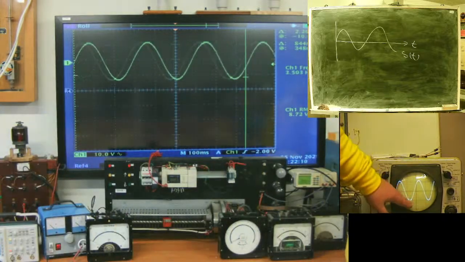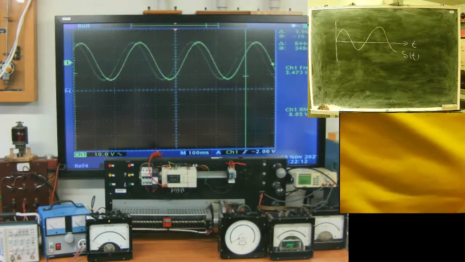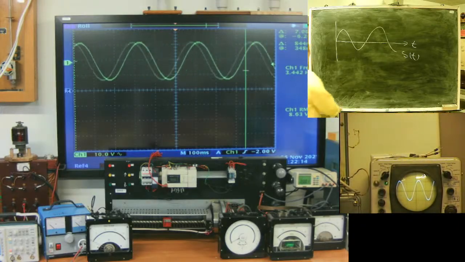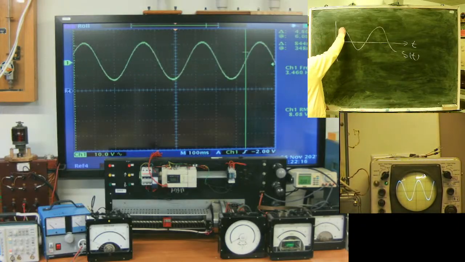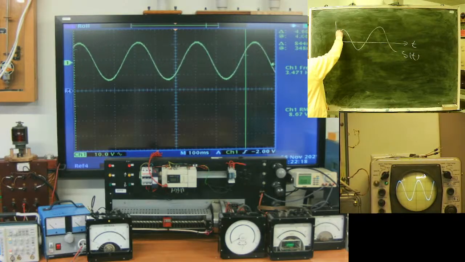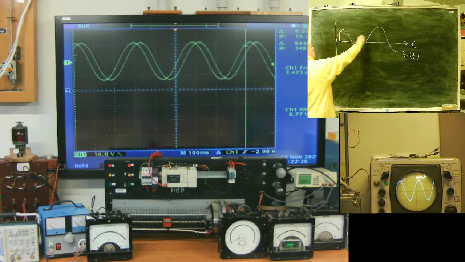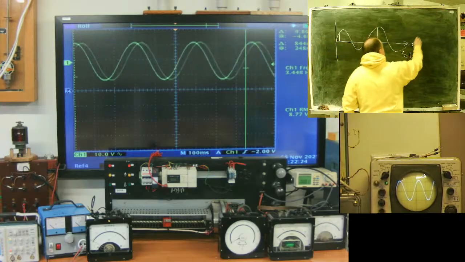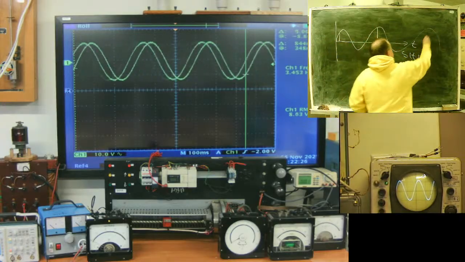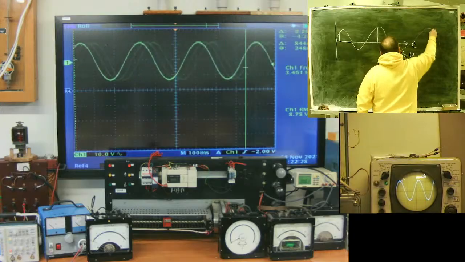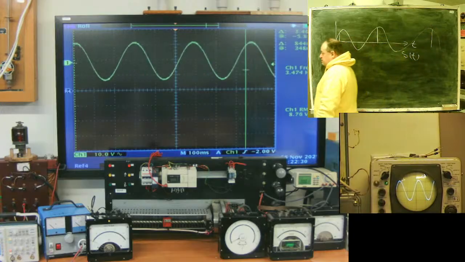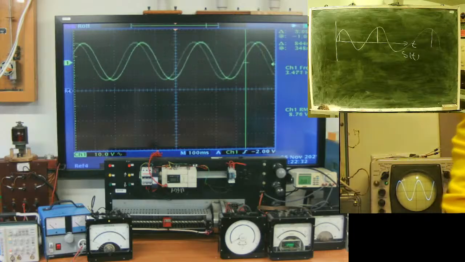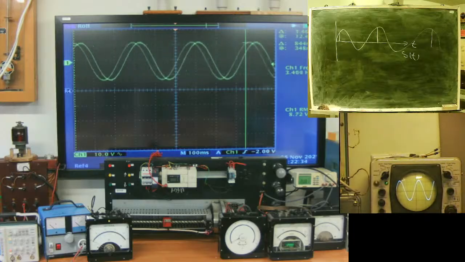Here, you see nothing changed. What's going on? Sample, sample. On the next period, sample. That's what happens. The sampling frequency is too low.